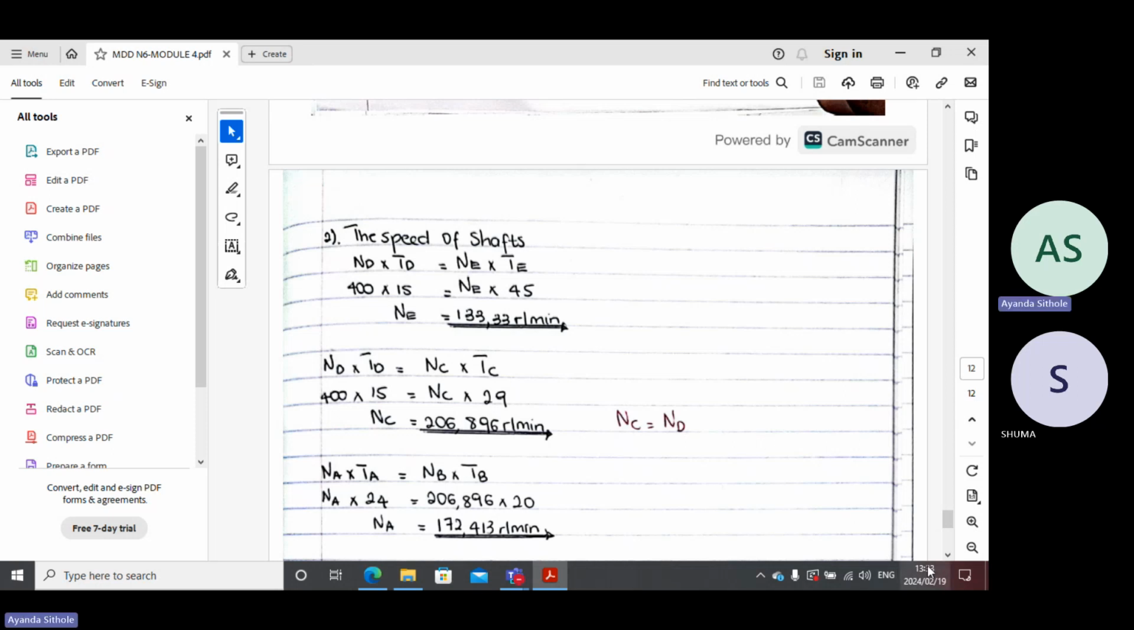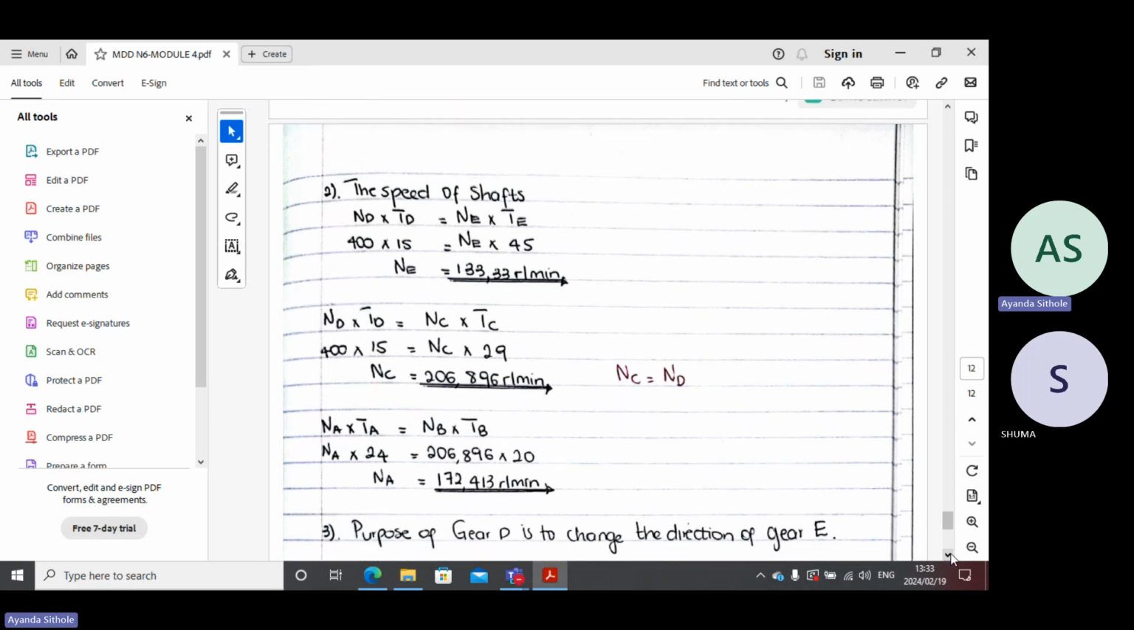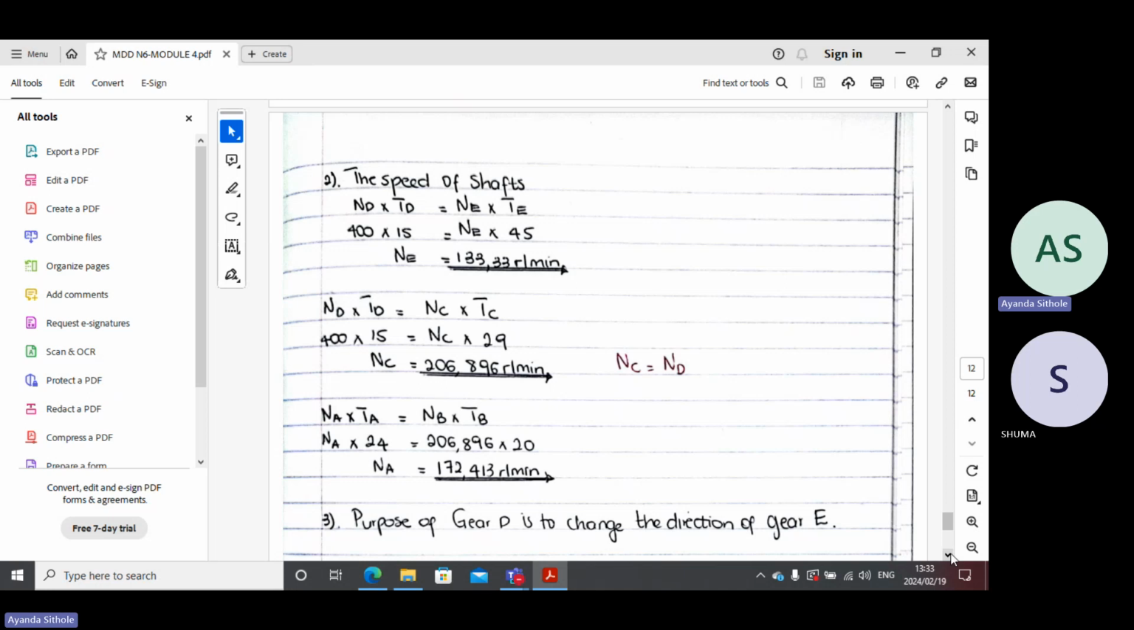Then we calculate NA. For NA we will use shafts 1 and 2, which is A and B. That is why we have the ratio formula of NA multiplied by TA is equal to NB times TB. Then we substitute the given values and the answer was 172.413 rev per minute. Are we still together?